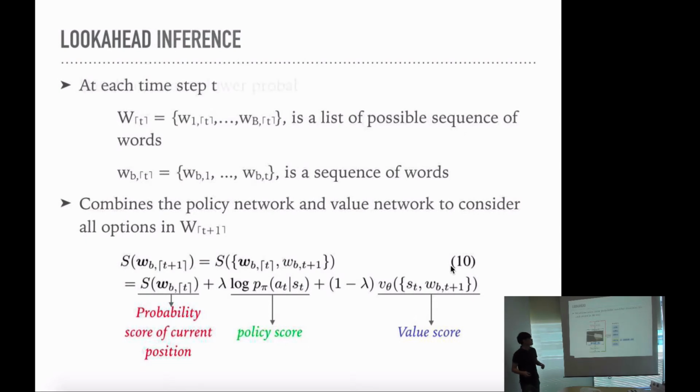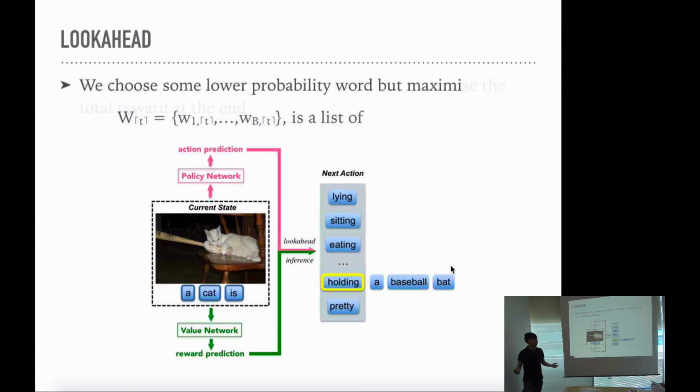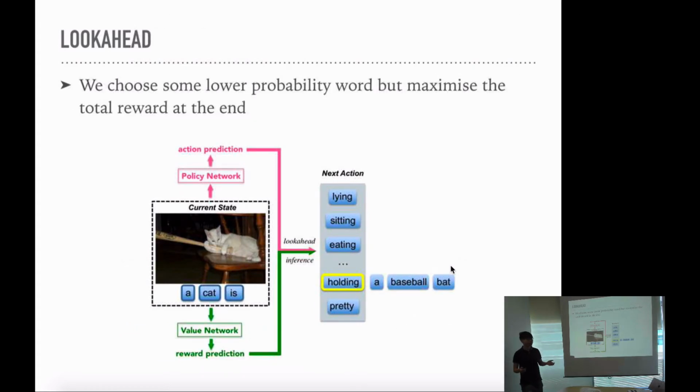So what I mean by this is we could possibly choose some word with a lower probability from the policy network, but we maximize the overall total reward at the end. So let's say the policy network says lying is a good word, sitting is good, eating is a good word, but holding is not such a good word. Then the value network says the combination of this will give holding the best cumulative reward at the end.